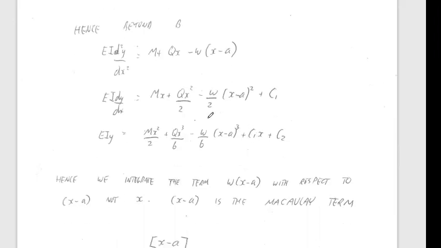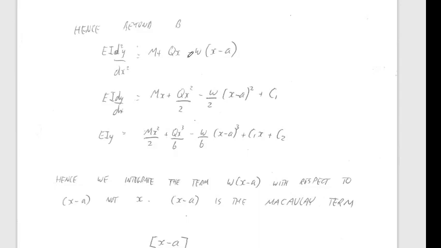Now, notice what's happening there. We've got M plus QX minus W(X minus A). For the slope, M has become MX, QX has become QX squared over 2. And this term here is actually called our Macaulay's term. So whenever you see a Macaulay's term, a number times (x minus a number), that tells me where that load is being introduced. We've got that load W being introduced A meters along the beam.